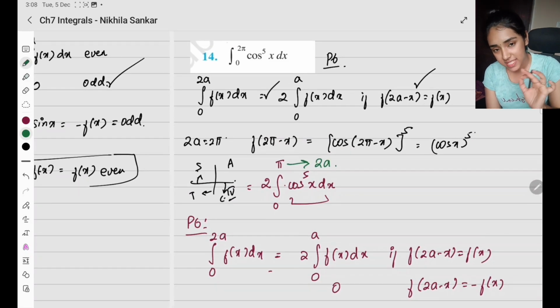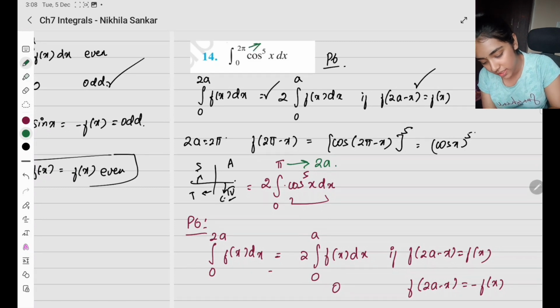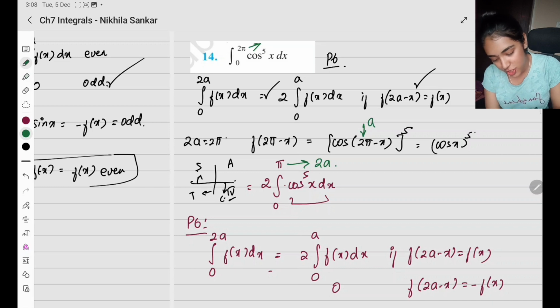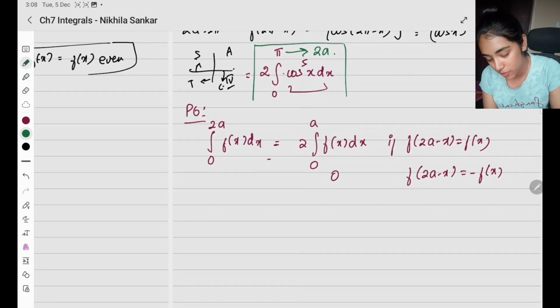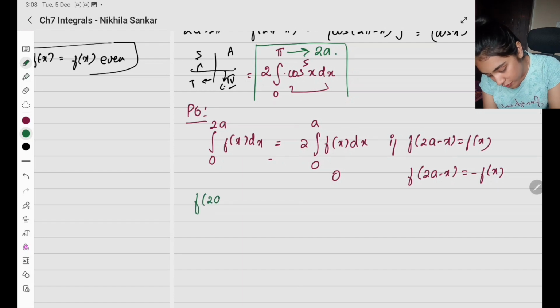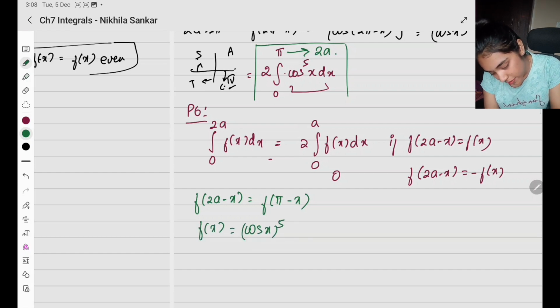I am using the exact same property. In the earlier place it was 2 pi, so my 2 pi was my a initially. Now my new integral is going to be this. Now my 2a is going to be pi. So when I again apply, f of 2a minus x equals f of pi minus x. What is my f of x? F of x is going to be cos x the whole power 5. So when I apply this, I have cos of pi minus x the whole power 5.